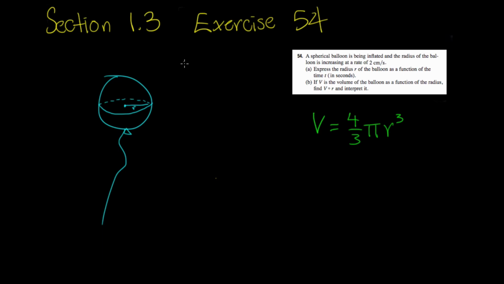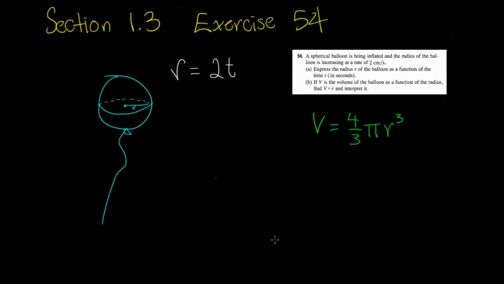I hope you do. So radius is equal to 2 times t, and t is our seconds. So after 1 second we have that the radius is 2 centimeters. After 2 seconds the radius is 4 centimeters. 3 seconds, 6 centimeters, 4 seconds, 8 centimeters, etc. Alright, so that's part A that we just answered.